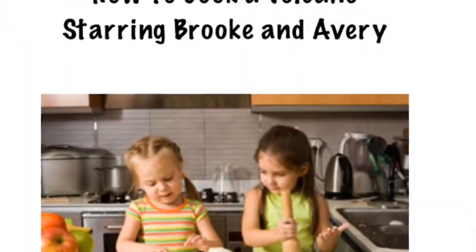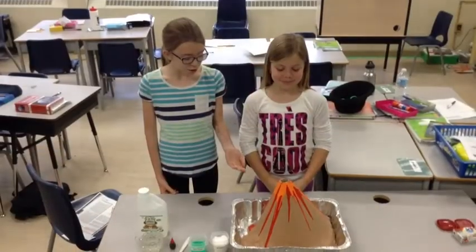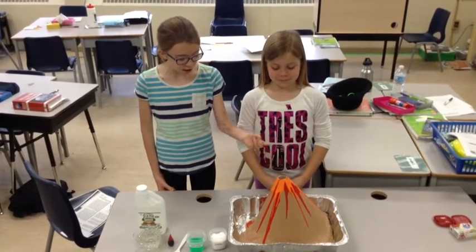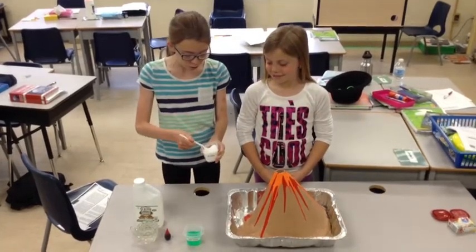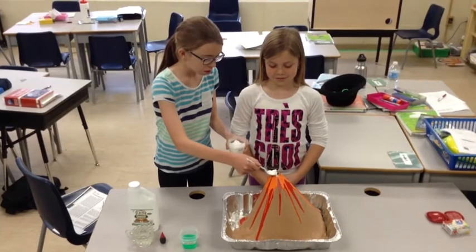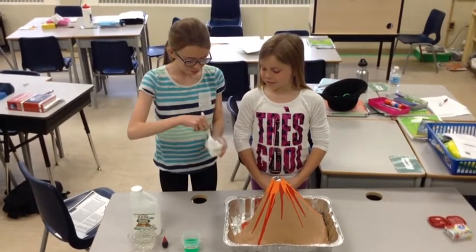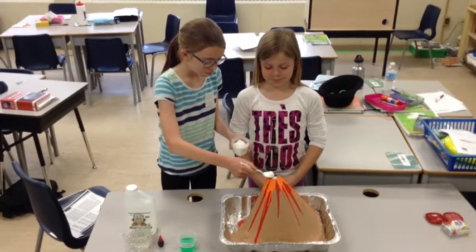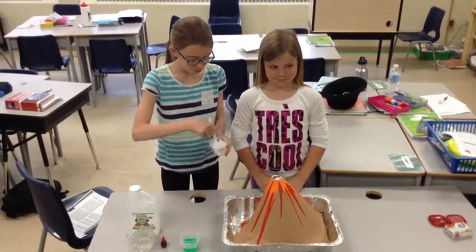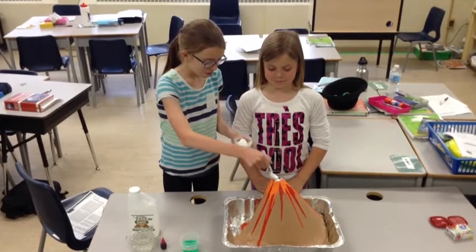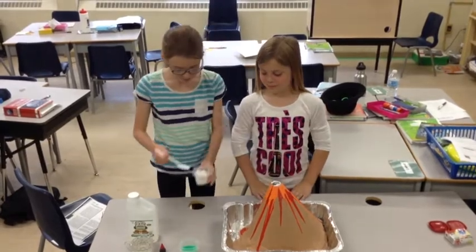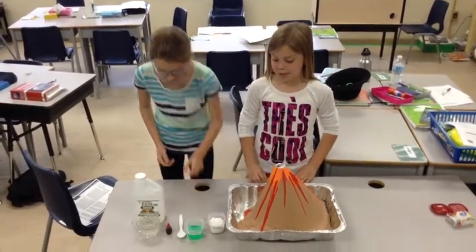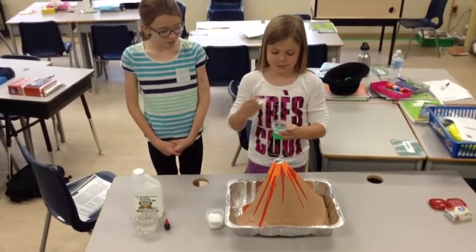We are going to demonstrate how a volcano erupts. This volcano is made out of papier-mâché, a plastic bottle, and acrylic paint. First, we're going to start out with 4 tablespoons of baking soda. Then we're going to add 4 tablespoons of dish soap.